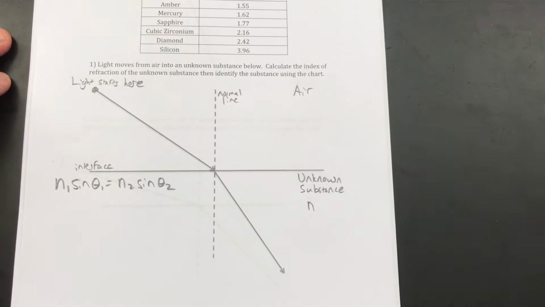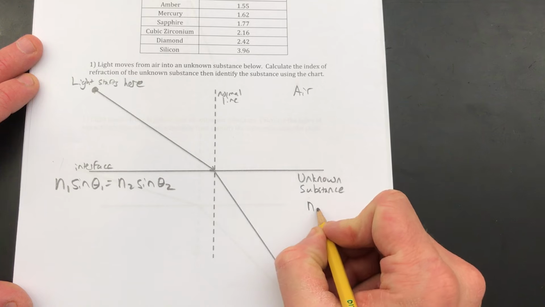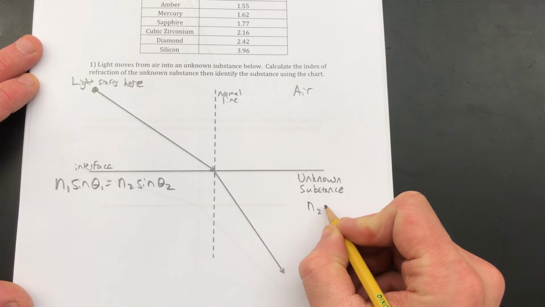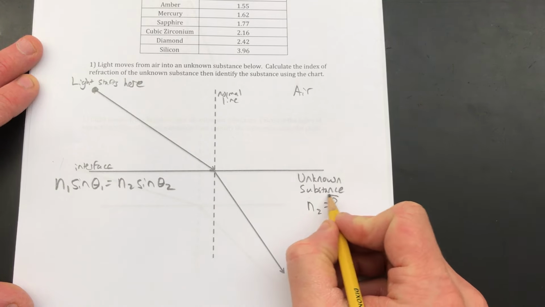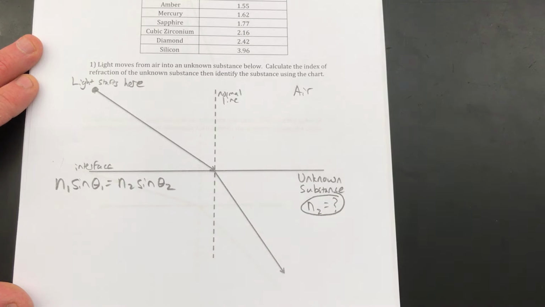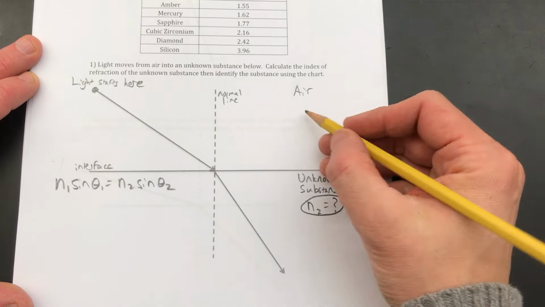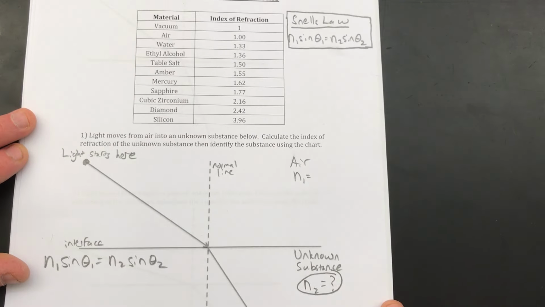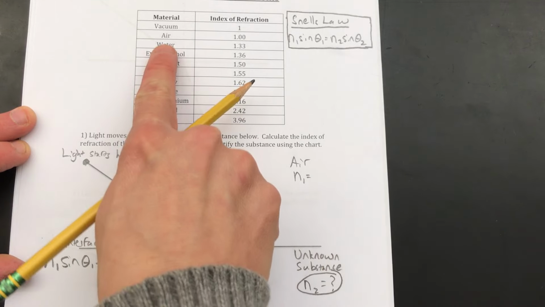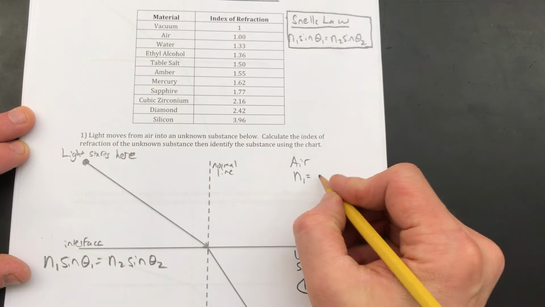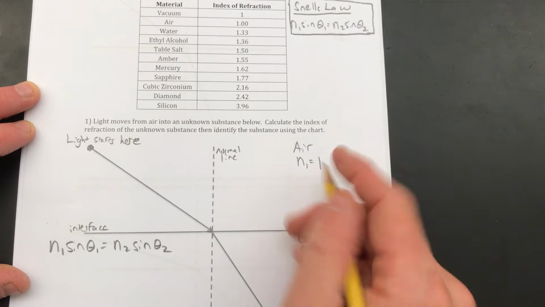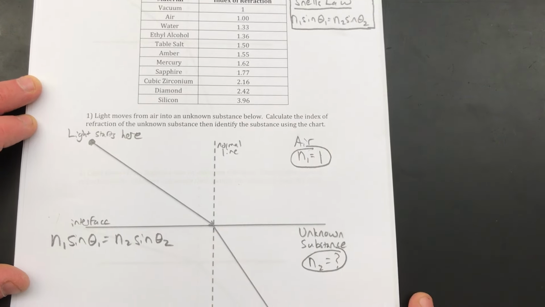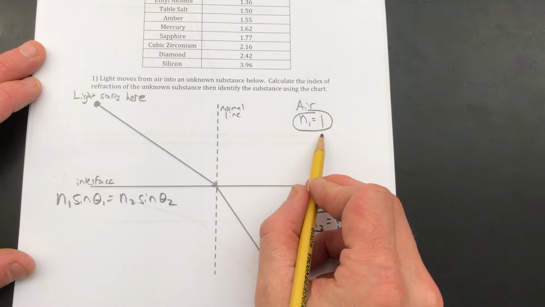Okay, so I wrote down Snell's Law right there, and we just have to figure out what to plug in to solve. Our unknown substance, where the light goes into, is going to be n2. That's going to be our unknown. We're going to be trying to solve for that in the equation. So n1 will be for air. If we go to the chart above, the index of refraction for air is 1. So that means n1 is going to be equal to 1. So you've got one missing n, that's n2, and one n that you know.